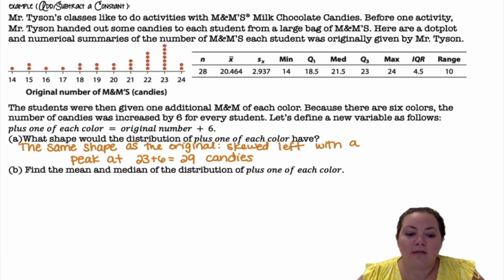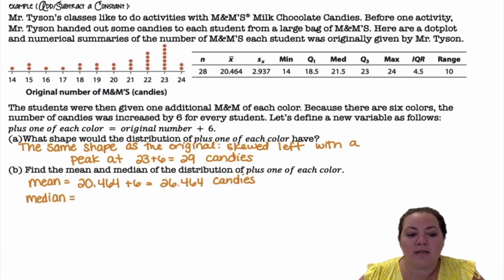Find the mean and the median of the distribution of plus 1 of each color. Well, I know that the mean was 20.464 before, and the median was 21.5 based off the summary statistics. So my mean is going to increase by 6, so 26.464 candies. And my median is going to increase by 6 as well, so 27.5 candies.